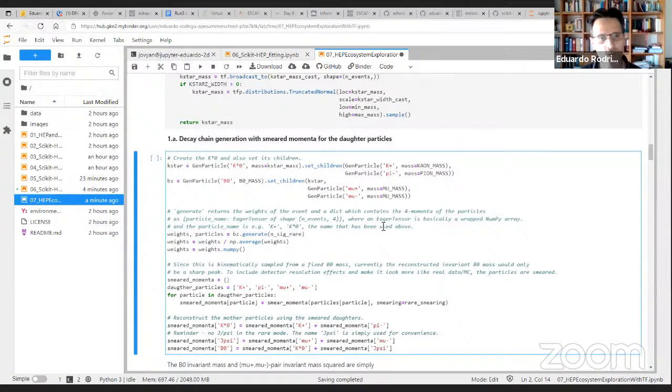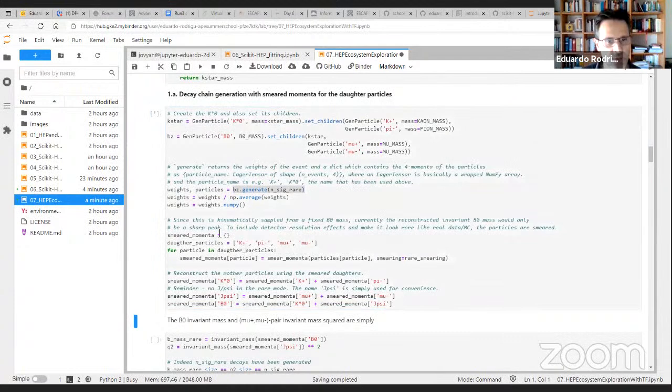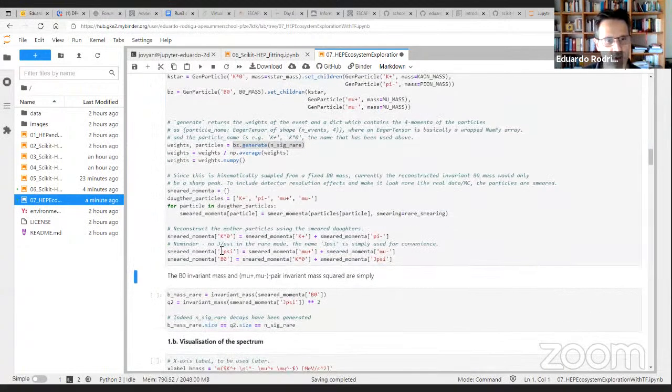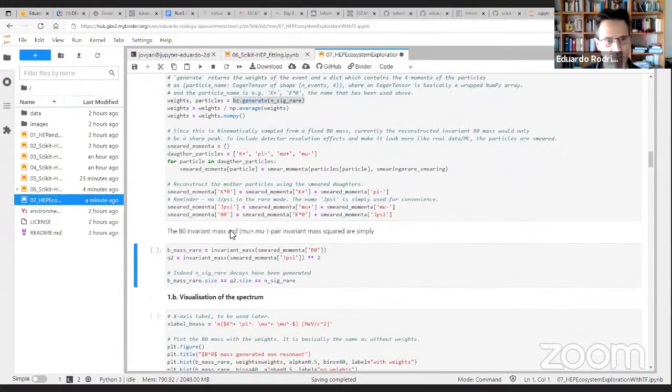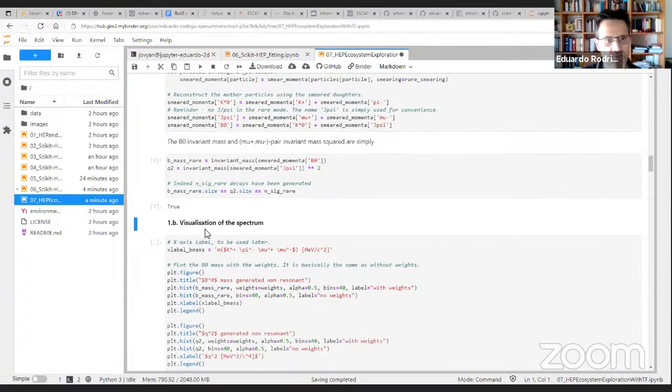So that's why it's kind of cool to use such examples. This is the one-liner to generate the number of events with some weights. You are smearing the particles and storing the momentum of the various particles in there. Okay, so let's check, just to be sure that all the samples were properly generated. All the sizes from the different variables are the same, so fine.